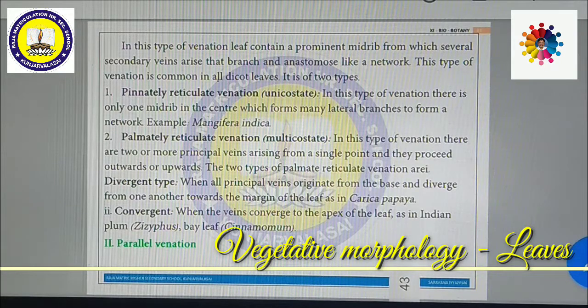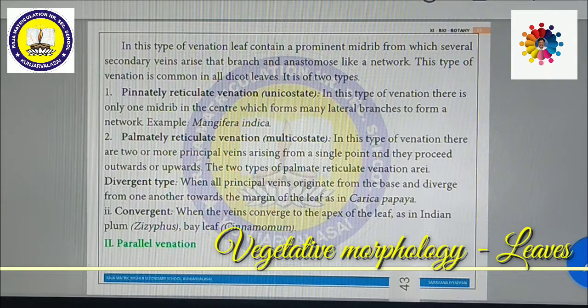The second category is called palmately reticulate venation. It is also called multicostate. More than one midrib is present. In this type of venation, there are 2 or more principal veins arising from a single point, and they proceed outwards as well as upwards. Two types of palmately reticulate venation are present. One is divergent, another one is convergent.